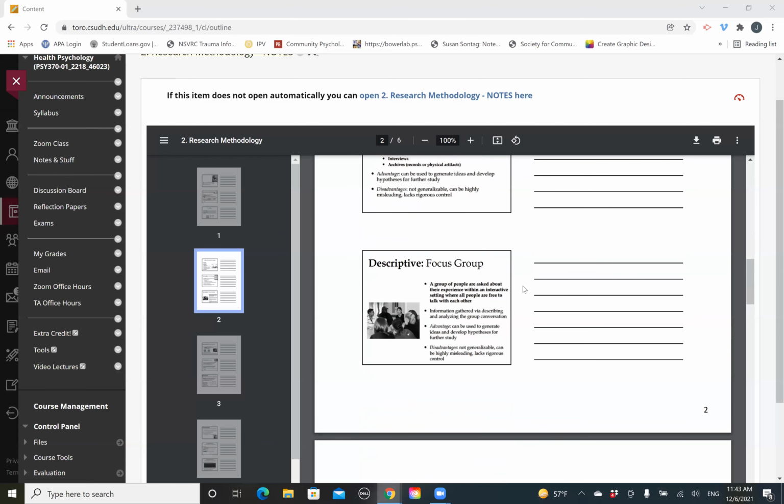So another descriptive study design is a focus group. In a focus group, a group of people are asked about their experiences within an interactive setting where all people are free to talk with each other. Information is gathered via describing and analyzing the group conversation. The advantage is it can be used to generate ideas and develop hypotheses for further studies. Disadvantages, again, not generalizable, can be highly misleading, lacks rigorous control.